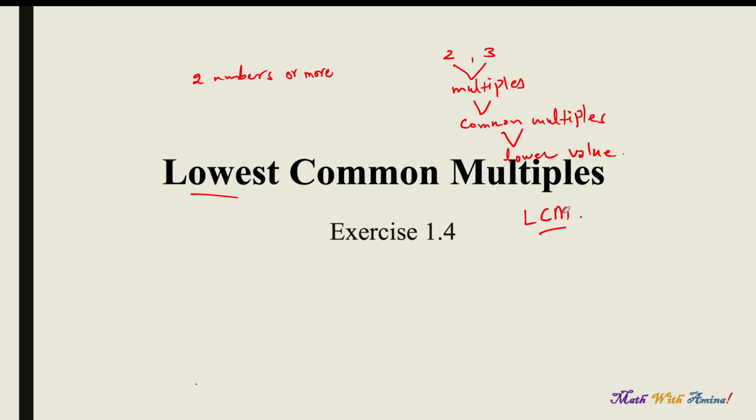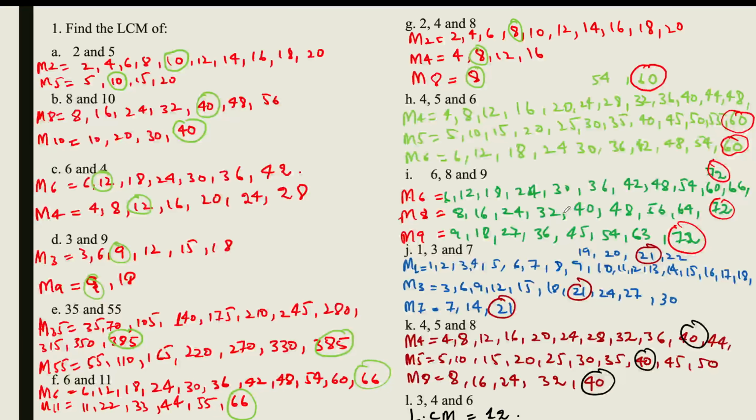In order to understand it further, we will practice some questions. In here I have solved it, and I will explain it to you. The question has given us 2 or 3 different numbers and has asked us to find the LCM of them. The first part asks about the LCM of 2 and 5.